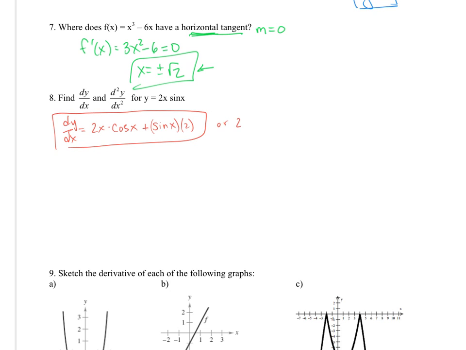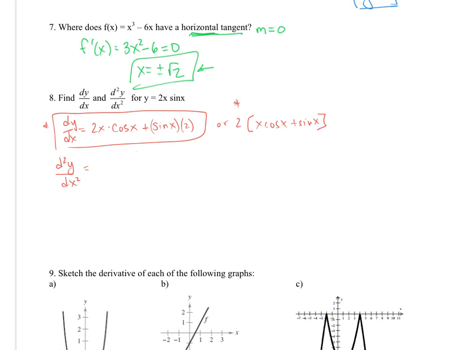So you could take this 2 out if you really want to clean it up, and you'll have 2 times x cosine x plus sine x. If it's a multiple choice test, most likely you'll see it in this form. If it's free response on the AP, you can leave it unsimplified like this, unless they ask you explicitly to simplify it. Alright, so now let's take the second derivative.